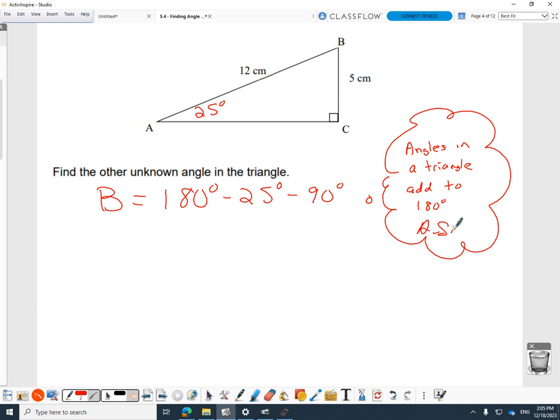Do you remember it from previous grades? Doesn't matter. There, I'm telling you. The angles always add up to 180. So, oh, I didn't type it in. 180 minus 25 minus 95. I believe I get 65 degrees.